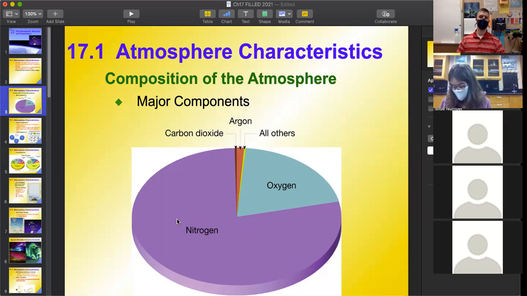With composition of the atmosphere, the biggest component of the atmosphere that we're breathing all the time is nitrogen. It's almost 80%. And then the second highest is oxygen. We need oxygen to survive. We have to breathe that to survive. Nitrogen, we don't need to breathe that to survive, but that is the biggest component of what we're breathing all the time.